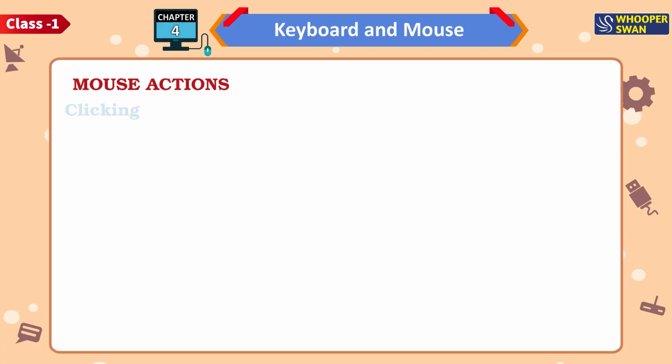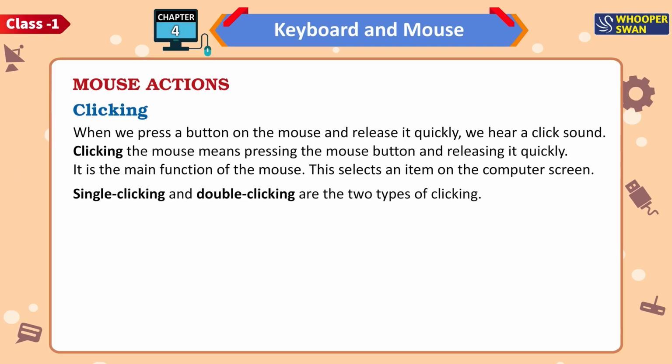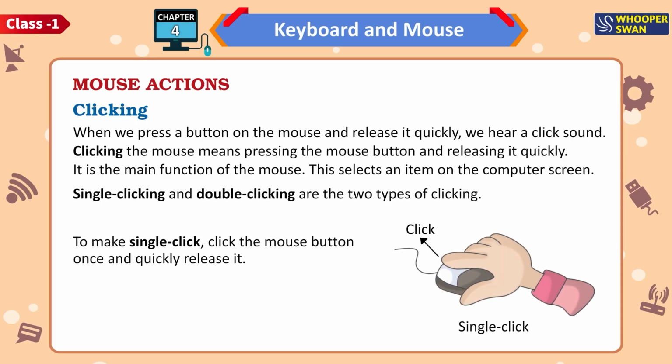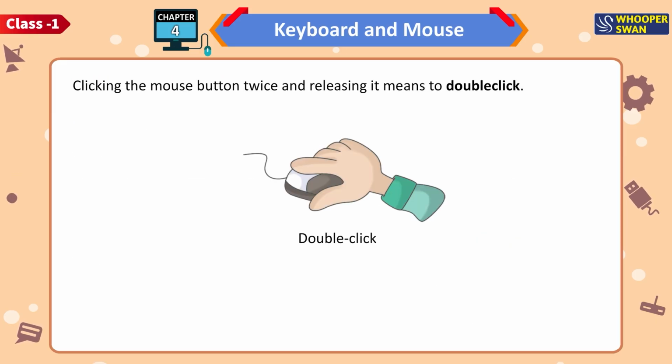Mouse actions. Clicking. When we press a button on the mouse and release it quickly, we hear a click sound. Clicking the mouse means pressing the mouse button and releasing it quickly. It is the main function of the mouse. This selects an item on the computer screen. Single clicking and double clicking are the two types of clicking. To make a single click, click the mouse button once and quickly release it. Clicking the mouse button twice and releasing it means to double click.